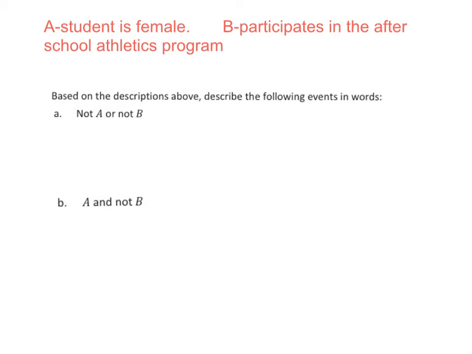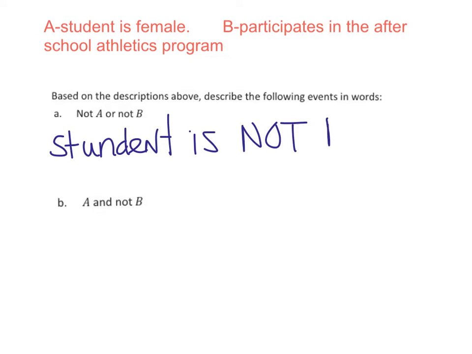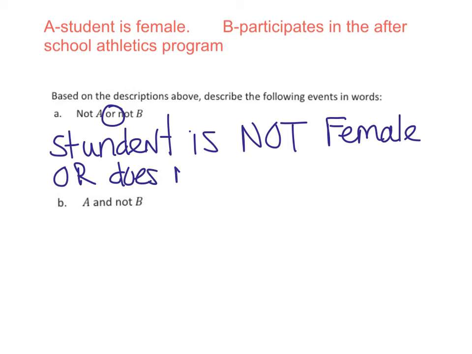Let me just remind you, A represented a student is female, and B represented they participate in the after-school athletics program. Based on the descriptions above, describe the following events in words. If they say not A or not B, what they're basically saying is the randomly selected student is not female, or, watch that word or, does not participate in the after-school athletics program.